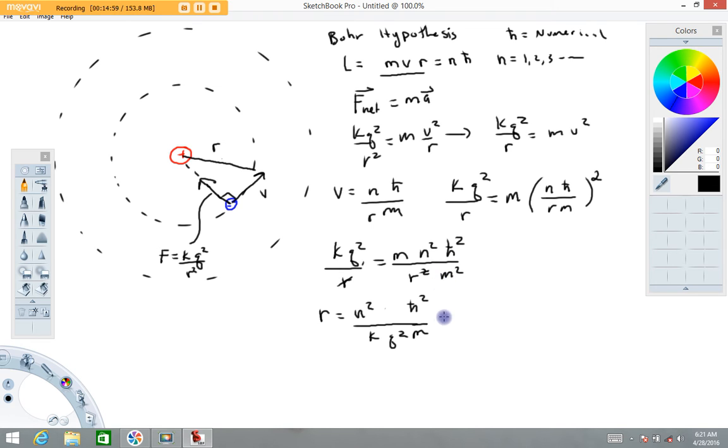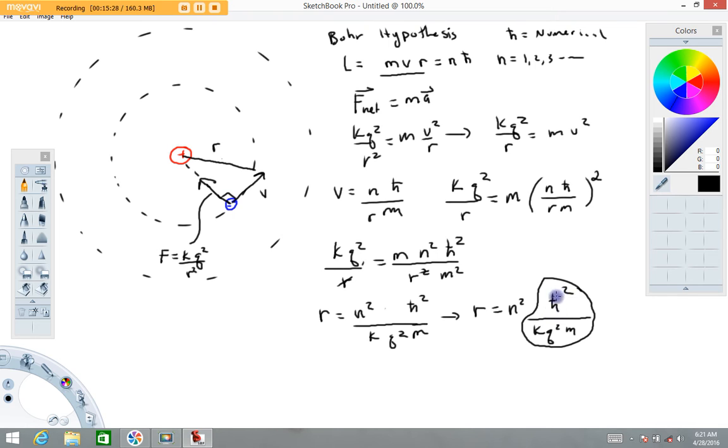Now, very important thing to realize, I'm going to clean that up a little bit. This is r equals, and remember n is just an integer, so this is going to be n squared times h bar squared over k q squared m. This is all a constant, a number. You can look up these values. If you're in a physics test, you can look these up, no problem at all. And I'm not going to take the time to run through the math right now. I'm just going to write down the results.